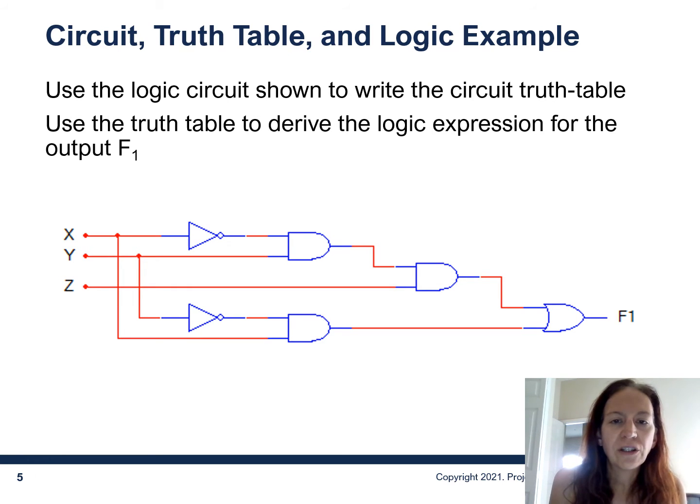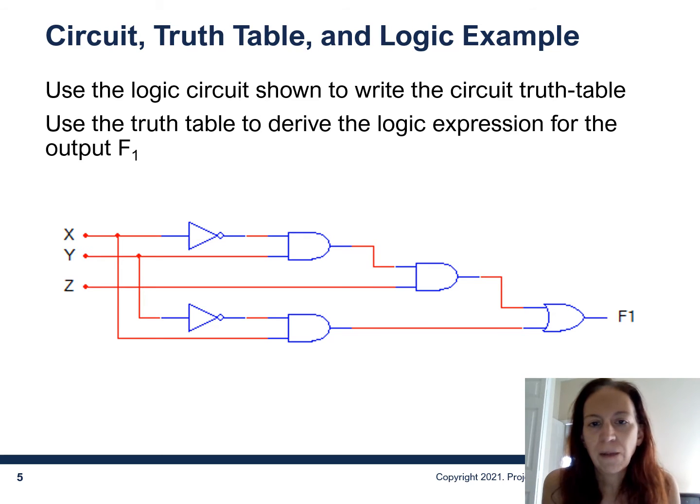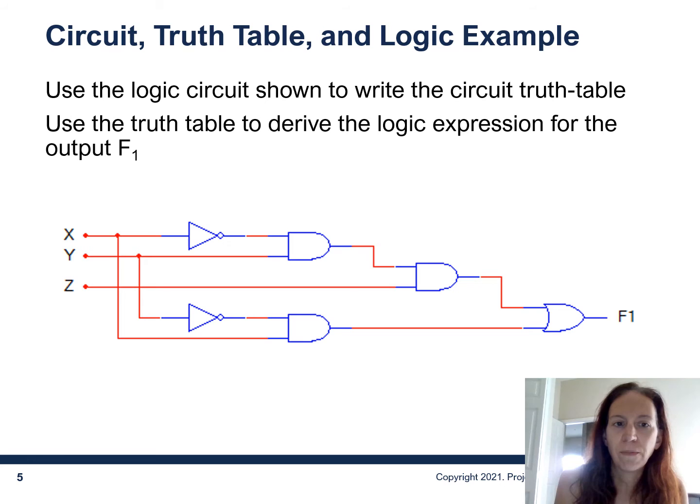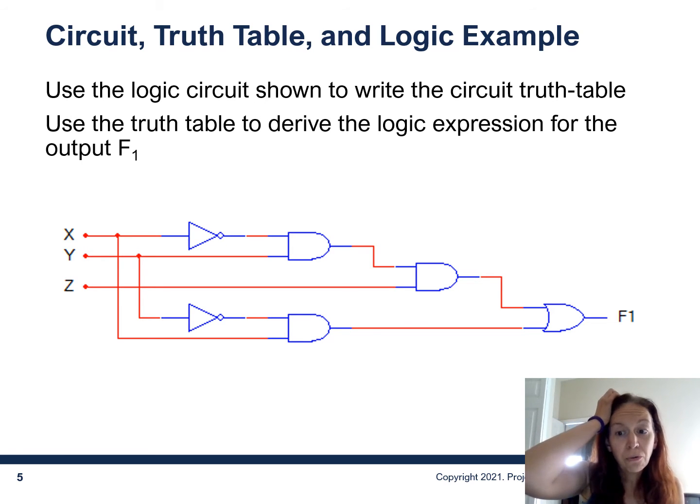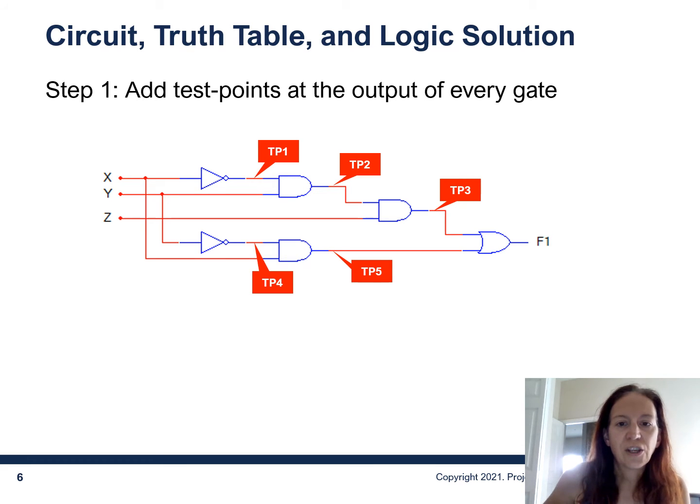So here we have one. It says use the logic circuit shown to write the circuit truth table, and then use the truth table to derive the logic expression for the output F1. And that answers the question, what is this circuit intended to do? What do we want that output F1 to be? And so there's our circuit. You add a test point at the end of each gate. Make sure that you label test point 1, 2, 3, 4, and so forth. So you add those test points there, and you know which point goes with which location in the circuit.